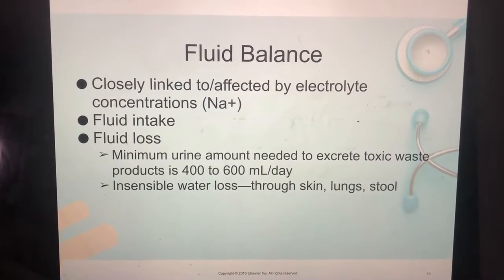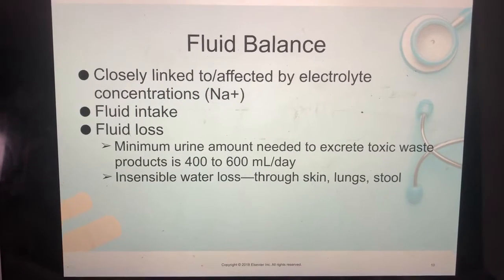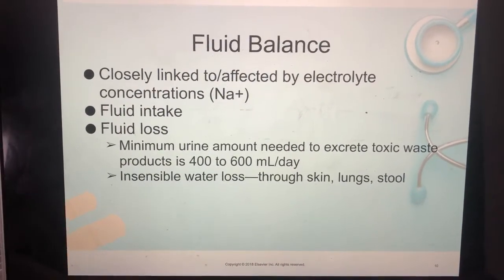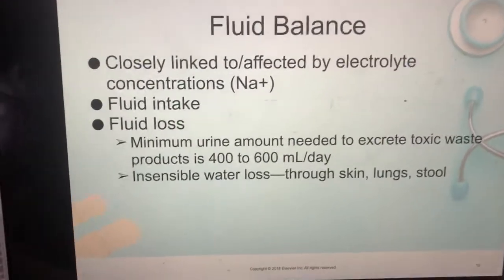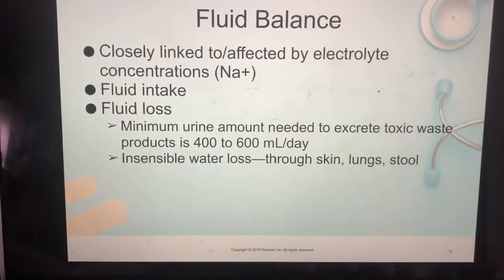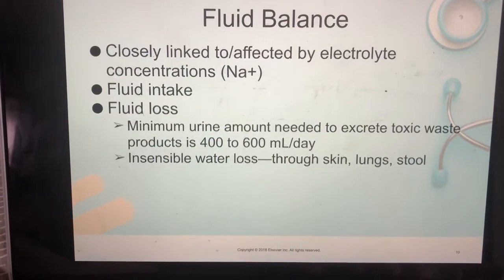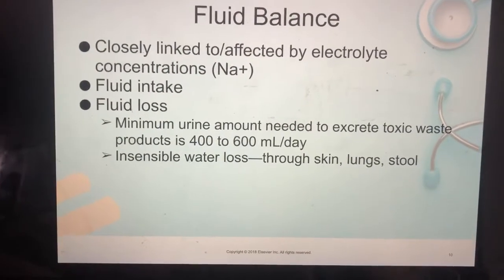And this is extra important in someone that has maybe heart failure or kidney disease, that if they're taking in too much, they can develop an excess amount of fluids, which can lead to issues such as edema or electrolyte imbalance. So we have fluid loss, which can be monitored by urine output.